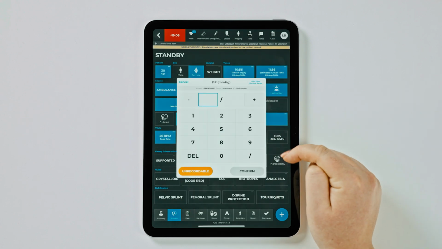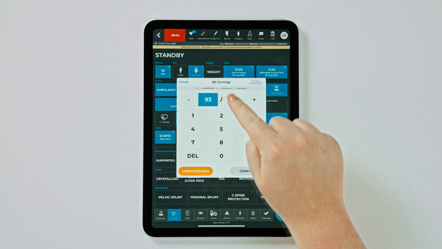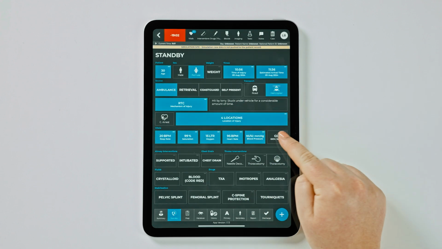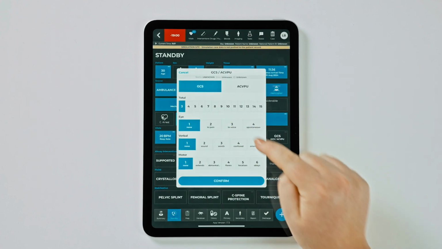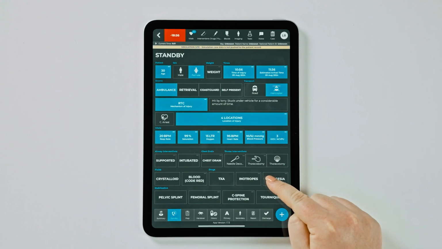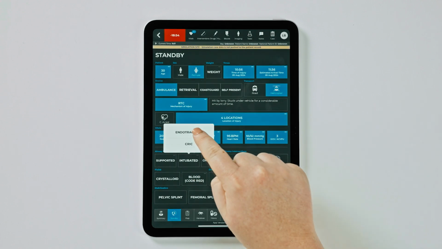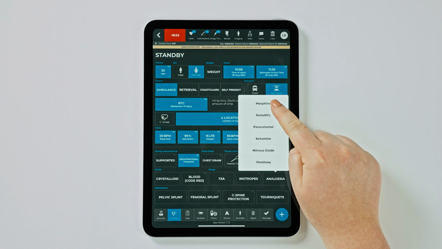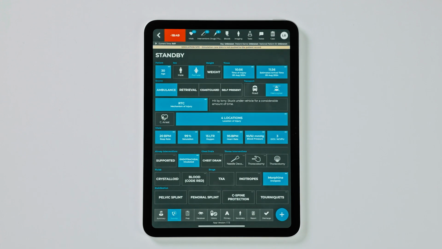Her heart rate is reported to be 95 beats per minute. Her blood pressure is 93/52. GCS is 3. And she's been given IV morphine for pain. That is the standby screen complete.